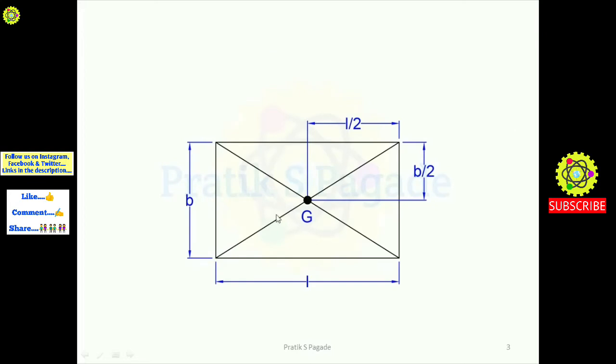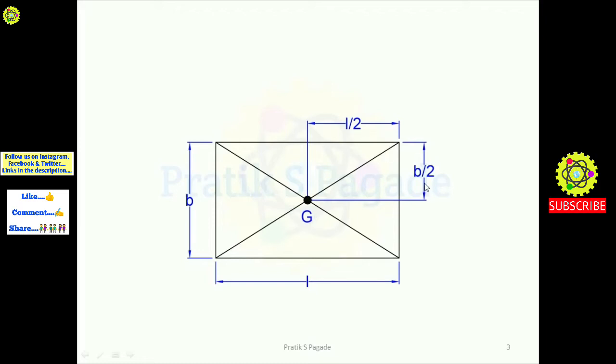Suppose this is a rectangle. This diagram is applicable for the rectangle and parallelogram. Both have the same center of gravity. We are considering here the rectangle. As you can see here, when we join the diagonals of the rectangle, we get a point. This point is called the center of gravity of the rectangle or parallelogram. This is the length of the rectangle, so L by 2 is the distance of the center of gravity from this face of the rectangle. This is the breadth of the rectangle, and the center of gravity is at b by 2.